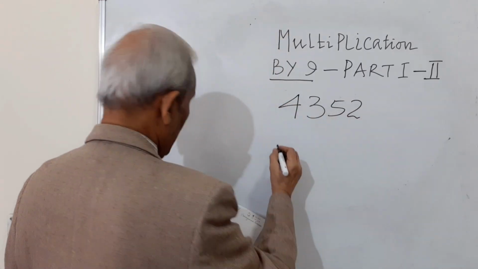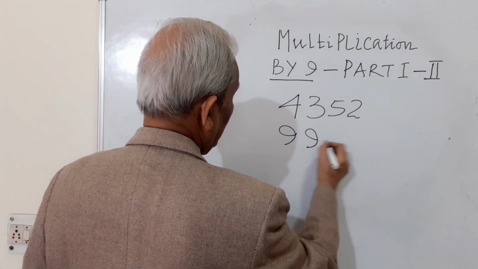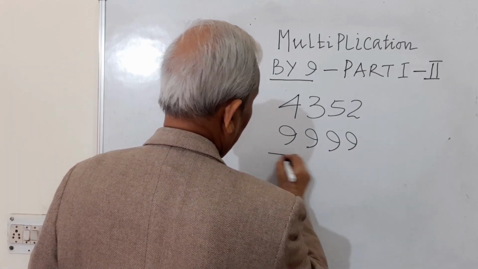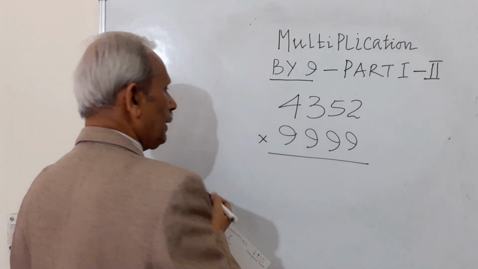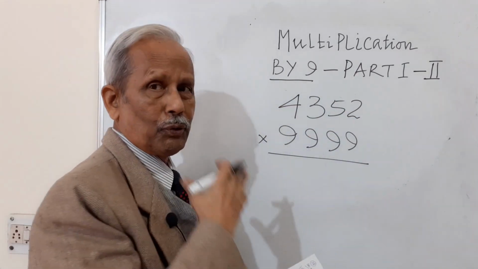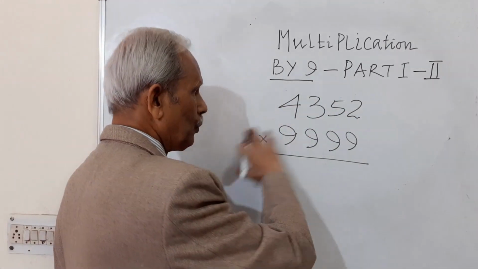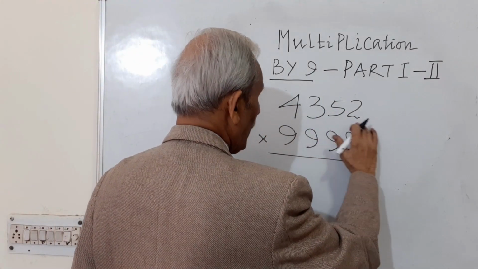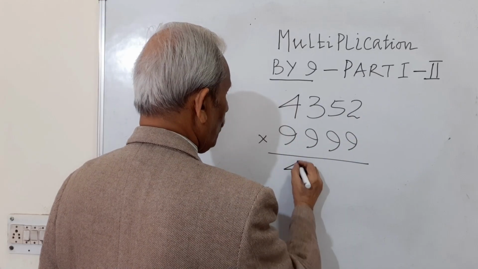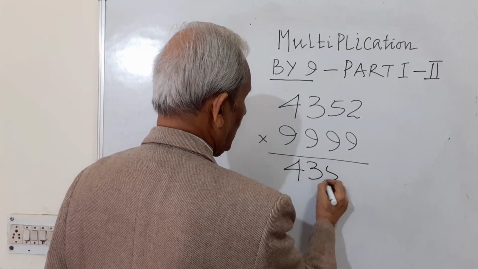4352 and 9999. Well, the same thing. See, this is a big problem. If you do multiply it, it's very difficult, but do it quite easily. Reduce 1 from this number, it becomes 4351.